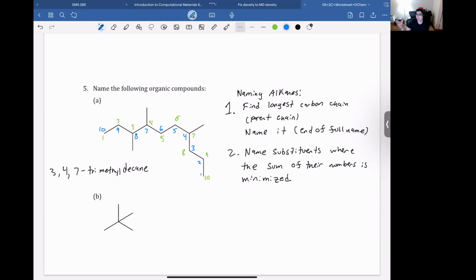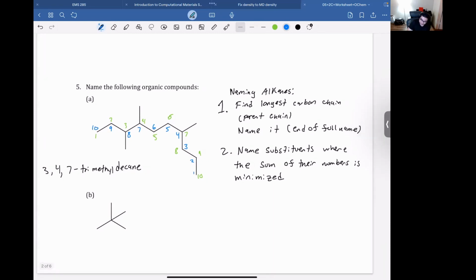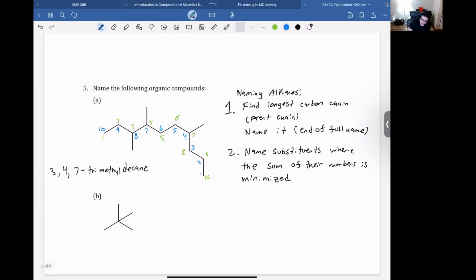If I were to label it from right to left, and I were to name this, it would still end with decane. It would end up being 4,7,8-trimethyldecane.